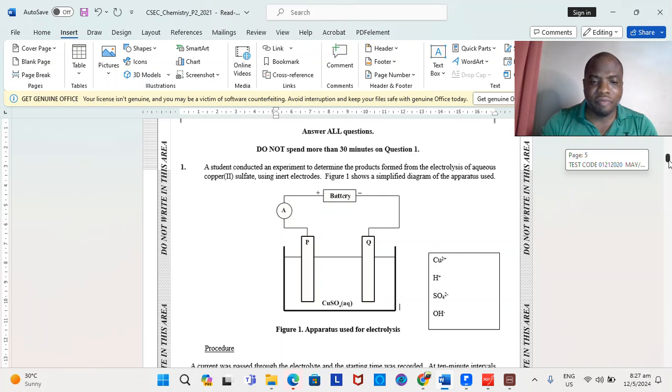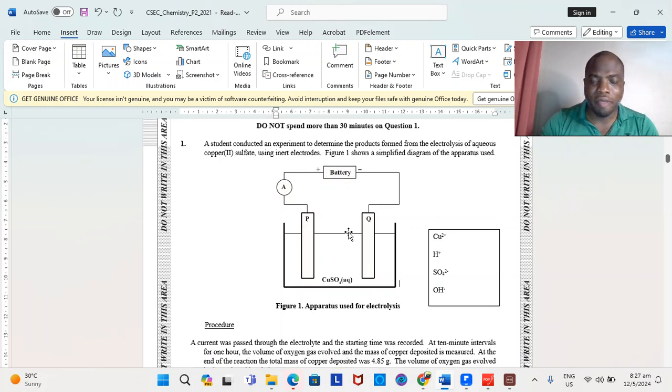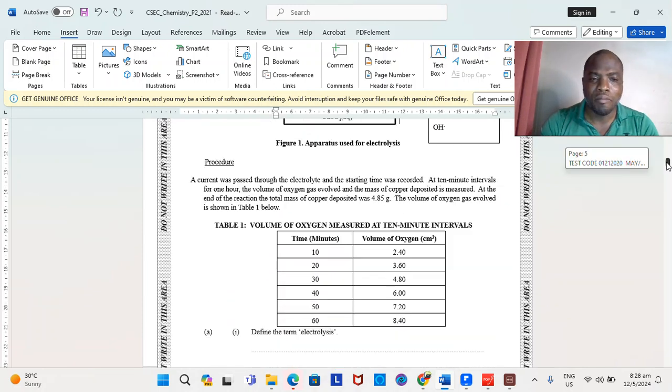So we have said quite a few things in terms of this, and I just want to also indicate that copper sulfate, if you type that in, gives a blue solution, which is also very important when you're looking at certain questions provided by CXC.